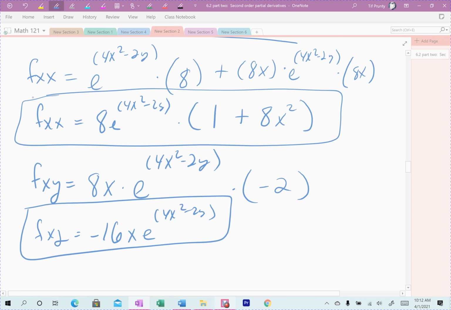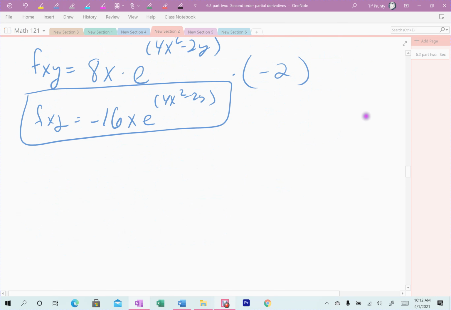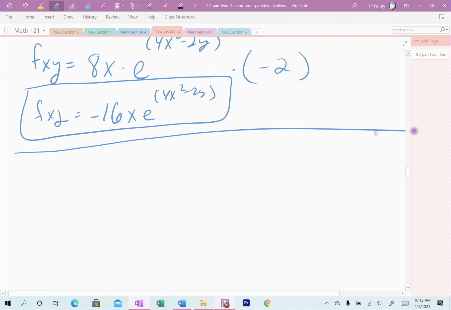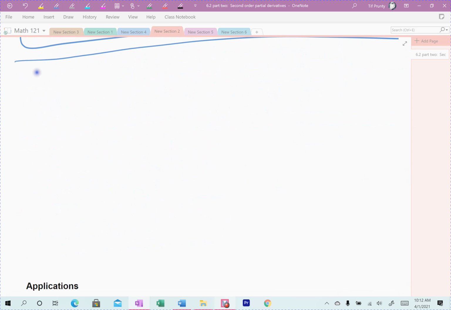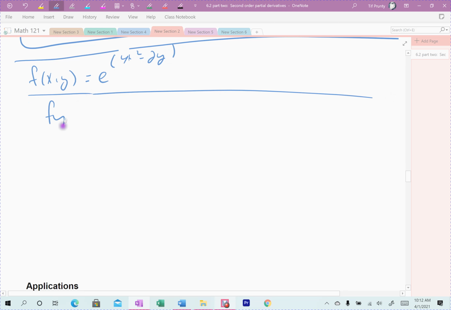Which I should get the same thing when I go in the other direction. Alright, so there it is all in terms of x. And now I'm going to do the same thing all in terms of y. I'm actually just going to rewrite my function down here so I can look at it. Alright, so f of xy was e to the 4x squared minus 2y. Alright, now take it in terms of f sub y.